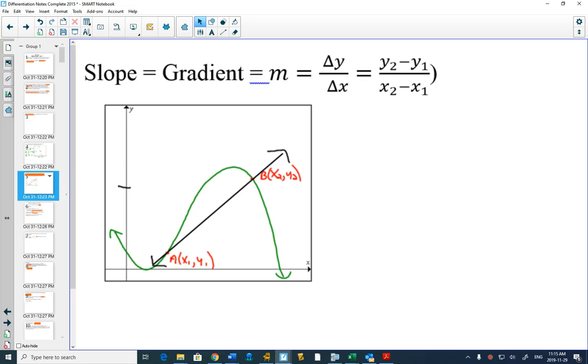Now your slope, you've already learned way back from grade 10. If you take 2 points on a graph and figure out the change in y over the change in x, that will be your slope. And calculating your slope between any 2 points, well, that's just your average rate of change.